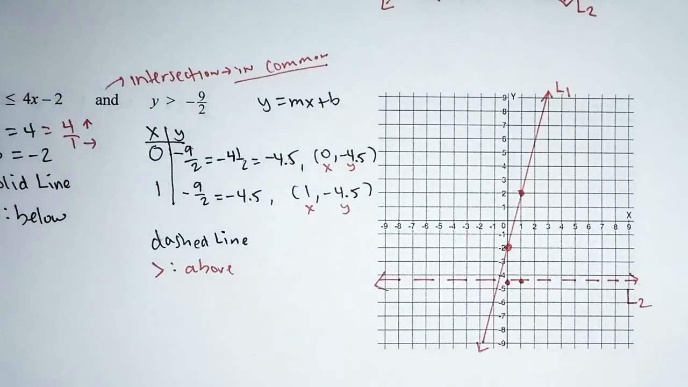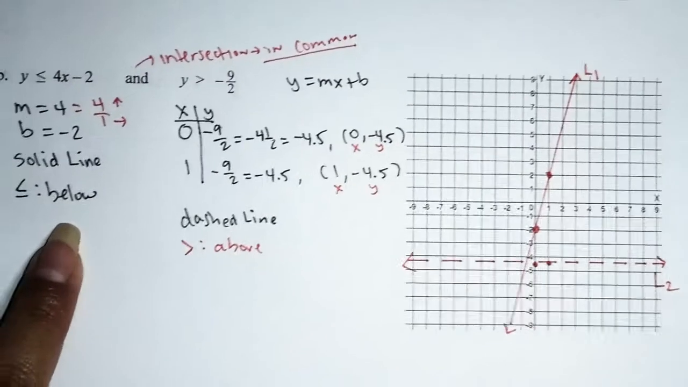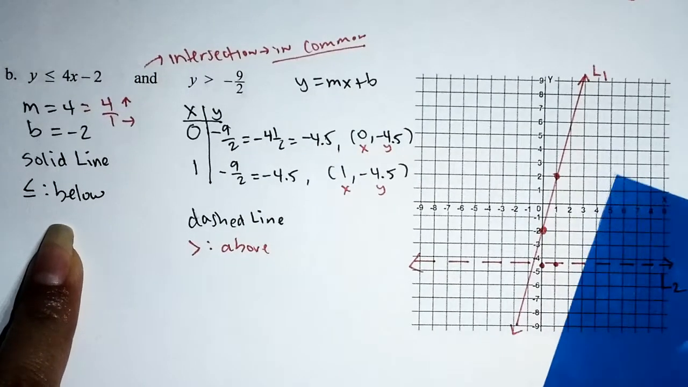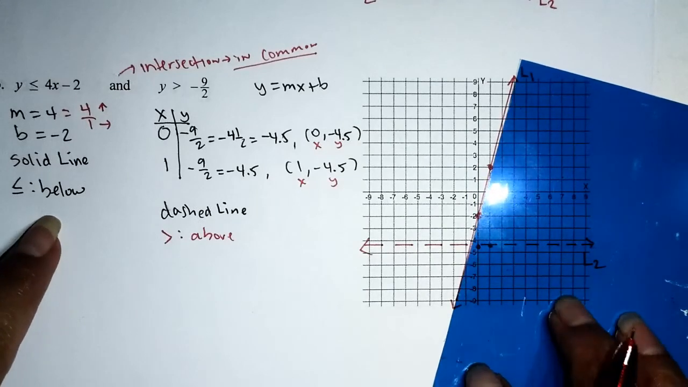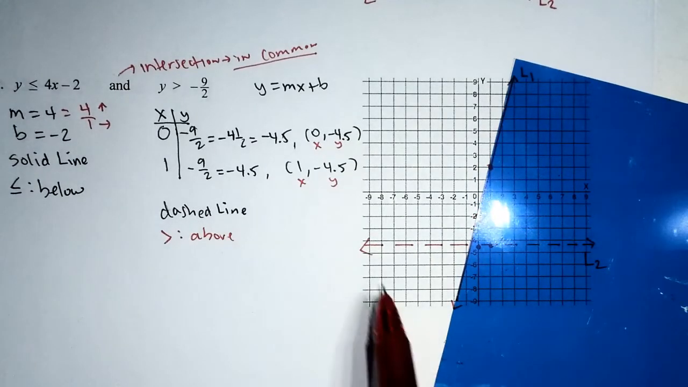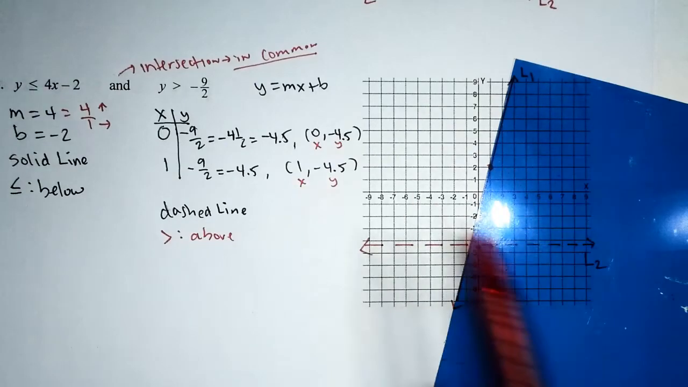So I think I moved this by mistake. Okay, for the first inequality, we shade below. Where am I? All right, the second inequality we are going to shade above. Okay, so here's the boundary line and the above part will be here.